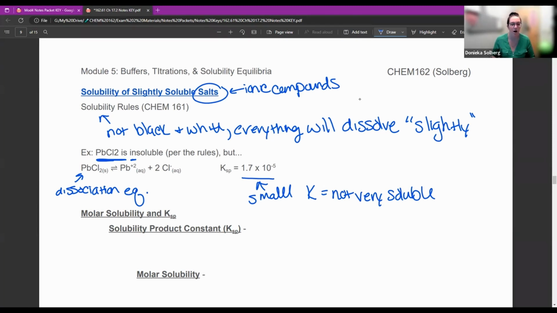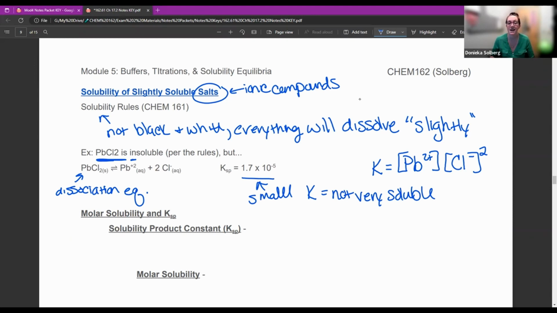All right. Again, if you're trying to put those numbers together, if I write a K equation for this equation here, it would look like this: Pb2+ times Cl- squared. And there's nothing on the bottom because this is a solid. So it's just multiplying the concentrations of the ions, essentially. If this is really small, that means there aren't very many ions that actually went into solution. Most of it stayed as a solid.